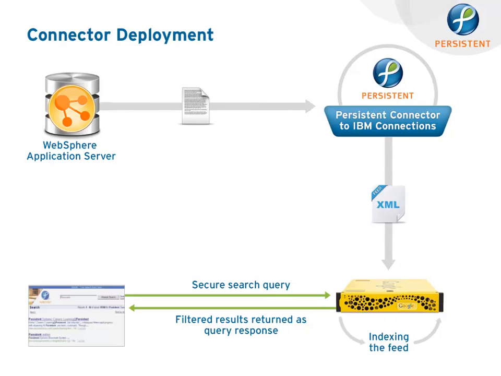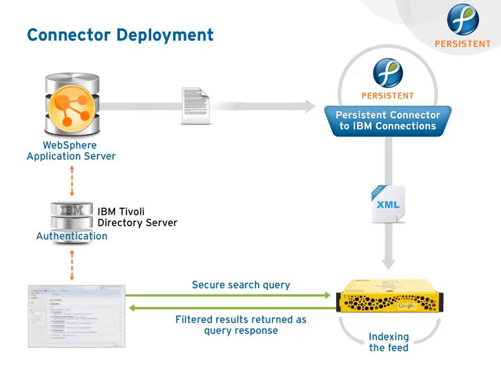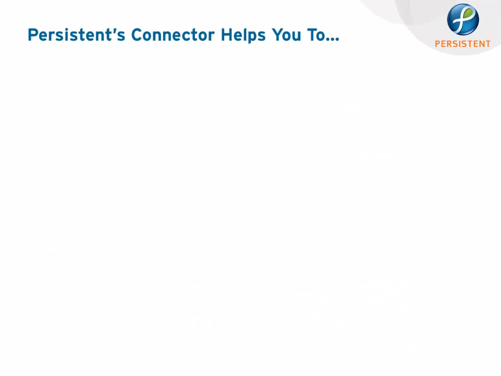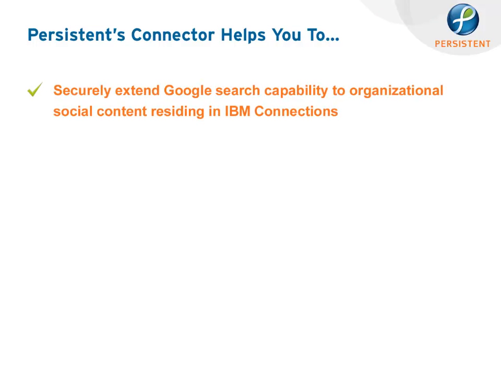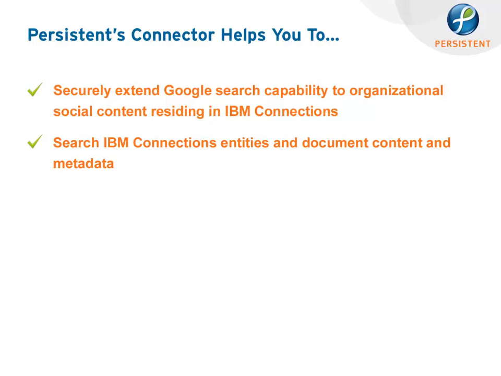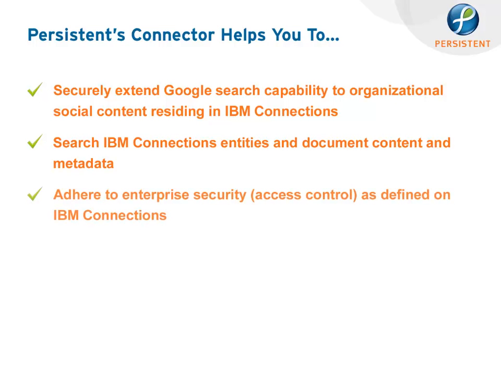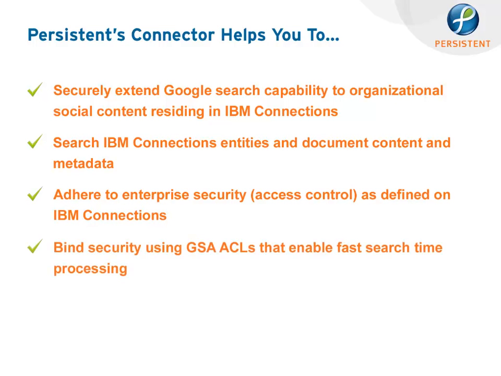GSA further strengthens security through user authentication against the enterprise-configured IBM Tivoli server, which is also integrated with IBM Connections. The connector thus helps businesses securely extend Google search capability over organizational social content residing in their IBM Connections deployment. It honors enterprise security and provides ability to open results directly in the IBM Connections view.